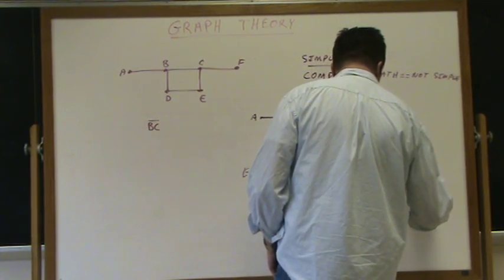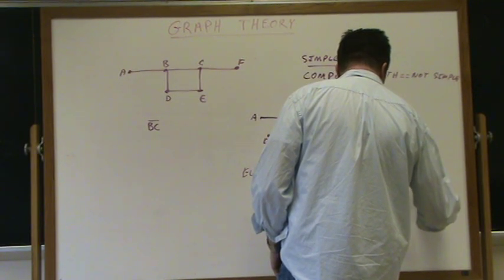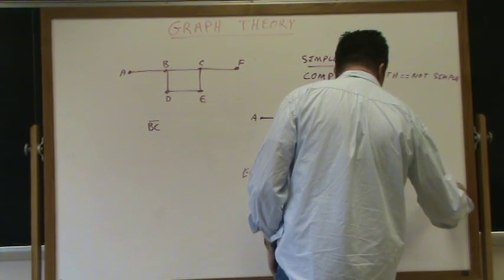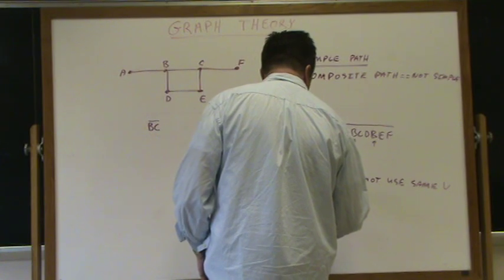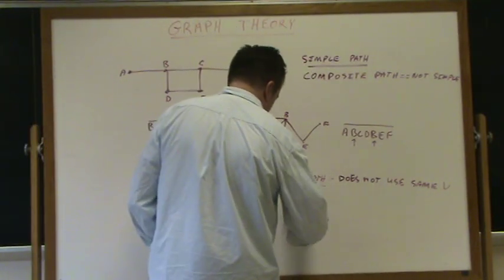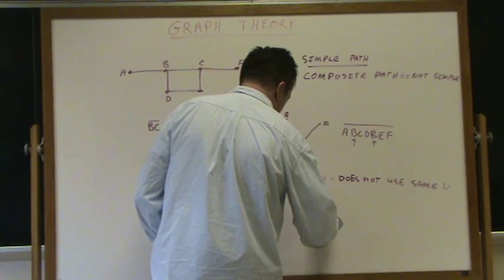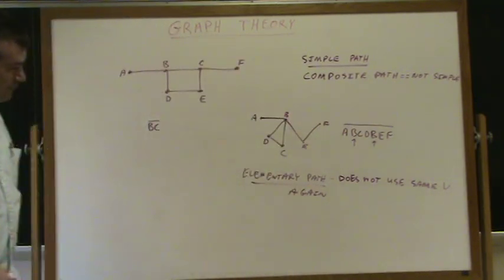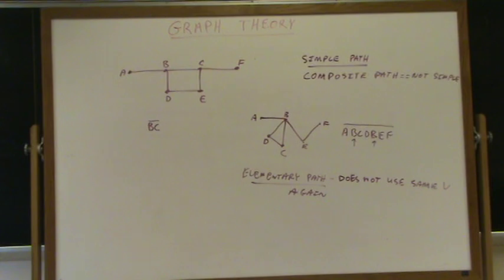It does not use the same vertex again. And in the notes I have a more formal definition of it, but we don't use the same vertex twice, and that's called an elementary path.